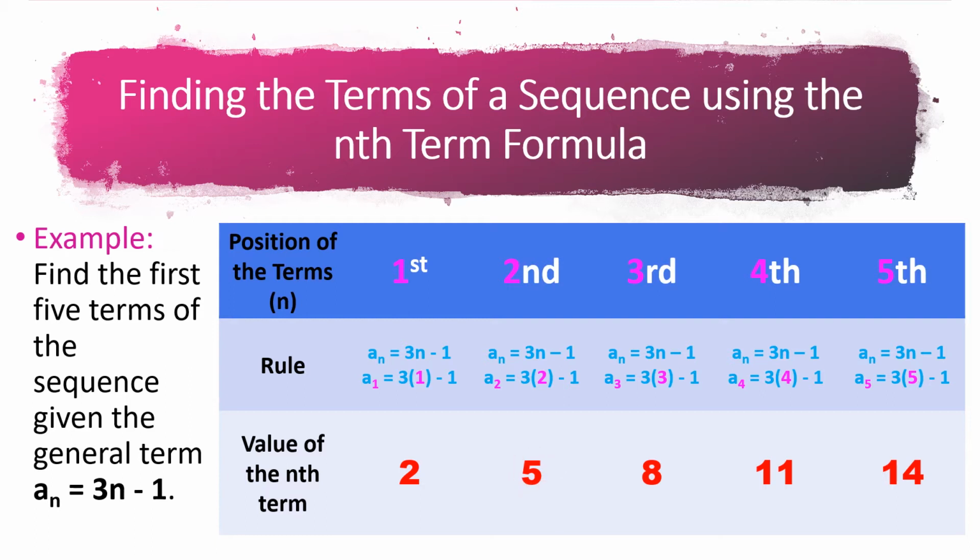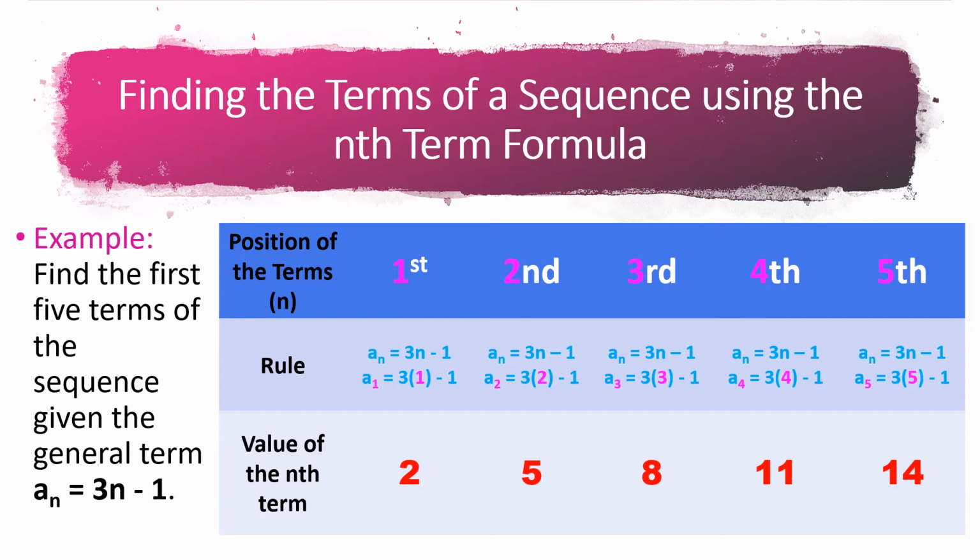For the third term, so we have to copy a sub n is equal to 3n minus 1, and then to compute for the third term, substitute 3 in place of n. So we will have a sub 3 is equal to 3 multiplied by 3 minus 1. So this will become 3 times 3, that's 9, minus 1, that is 8. So the value of the third term is 8.